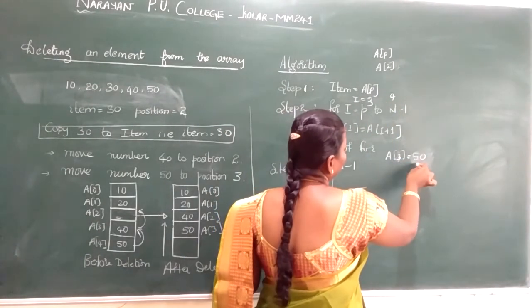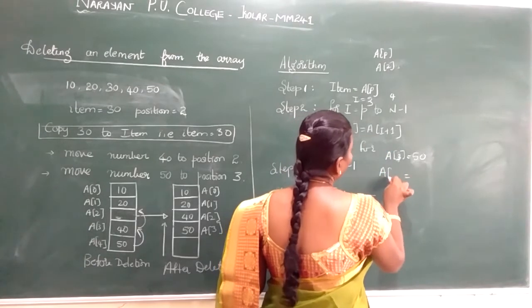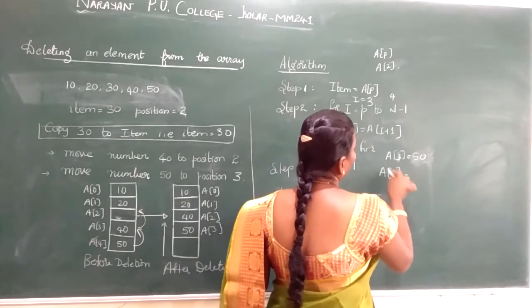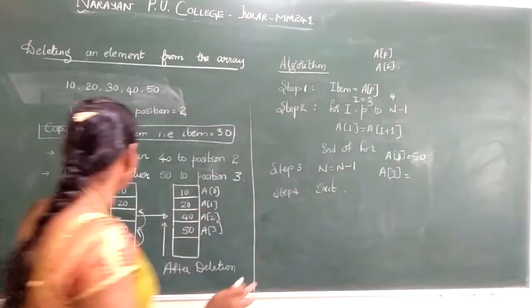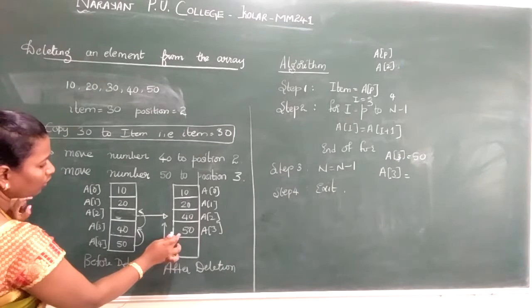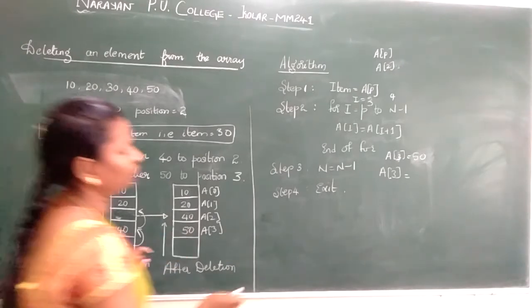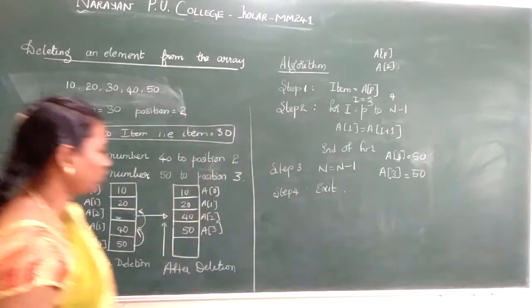What is A of 3? 50. So 50 I will give to A of 3. Okay. Now A of 3 is 50. Now 50 will go to position 3.